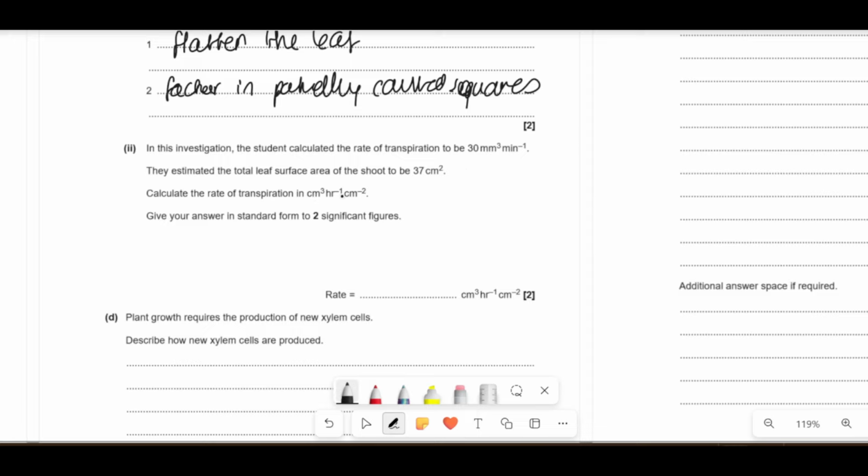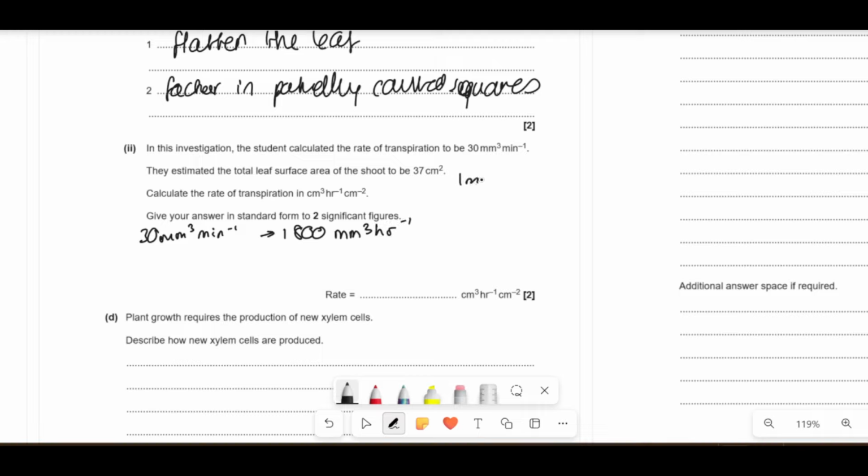So what they're saying is that this means it's per centimeter squared of leaf. So what they've got is this leaf here, and they're trying to work out the transpiration of this one area, or this one, for example. So in this case, it's per centimeter squared. Here, it's 30 millimeters cubed in a minute. They want it in centimeters cubed per hour. So I'm going to go for the hour part first. In 1 minute we can do 30, so in an hour we do 60 lots of that. So it'll be 30 times 60, which gives you 1,800 millimeters cubed per hour.